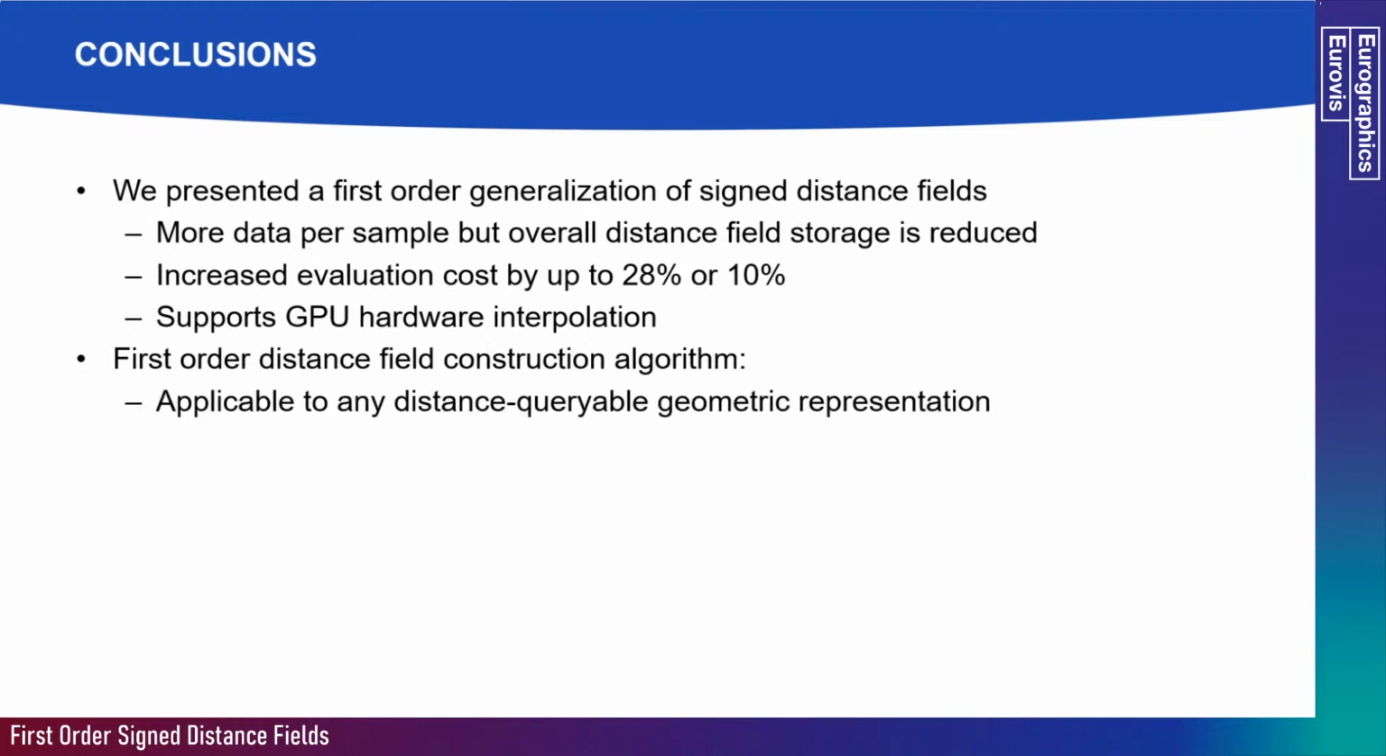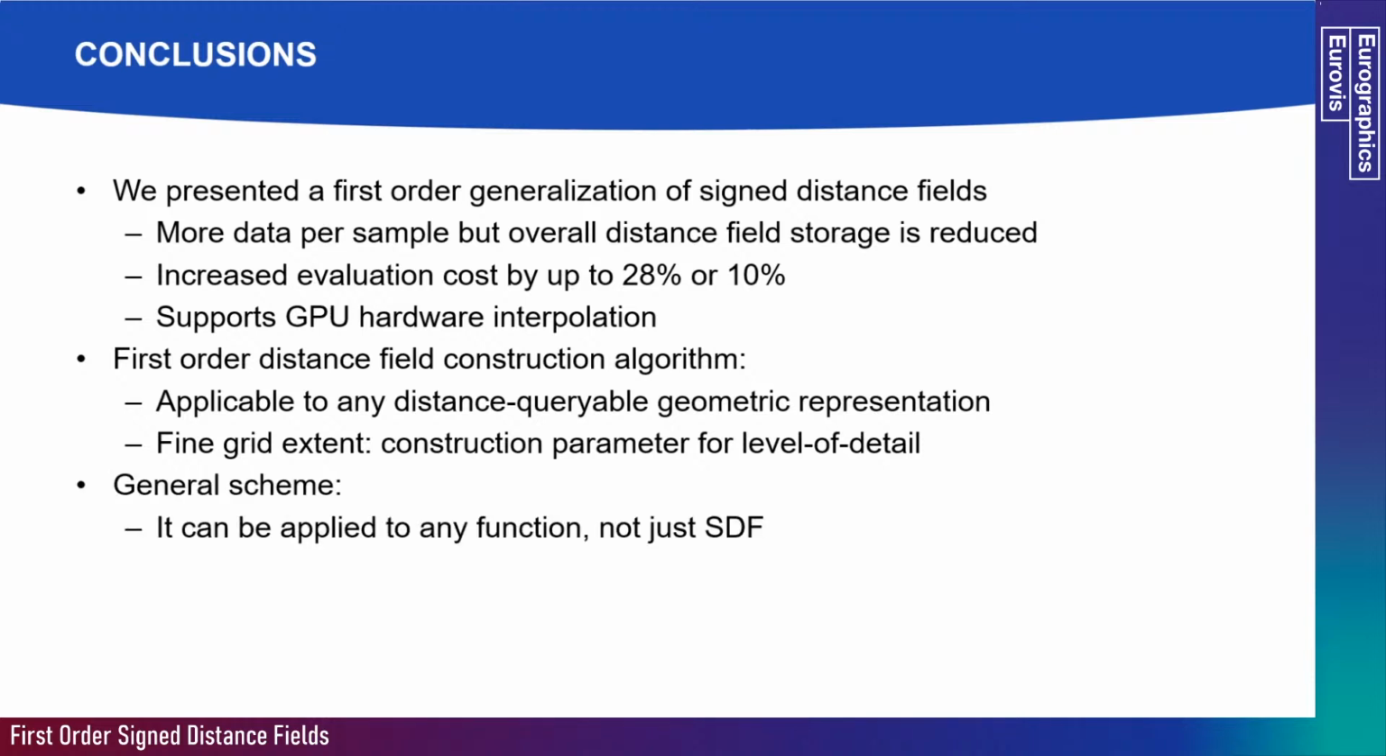This can be applied to any geometric representation of the source shape. All we require is that we should be able to compute point-surface signed distances. We tested this construction on triangular meshes. The algorithm also supports level of detail control with the fine-grid extent hyperparameter. It is also worth noting that this construction is not restricted to signed distance functions. Arbitrary mappings can be approximated with this approach. And the samples need not be regularly spaced either.